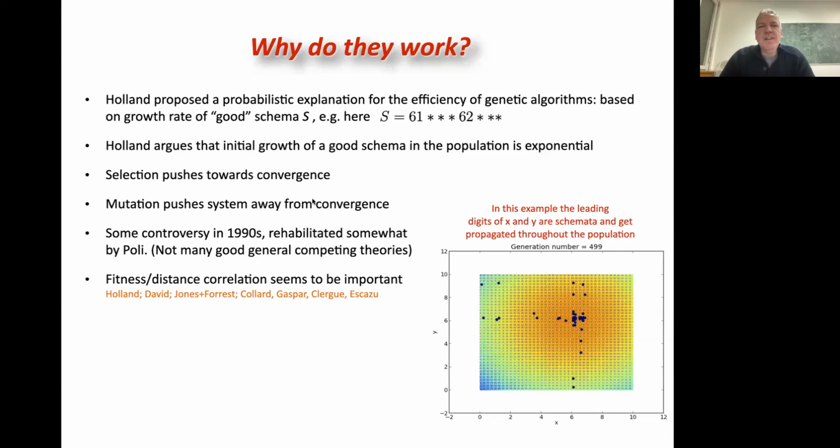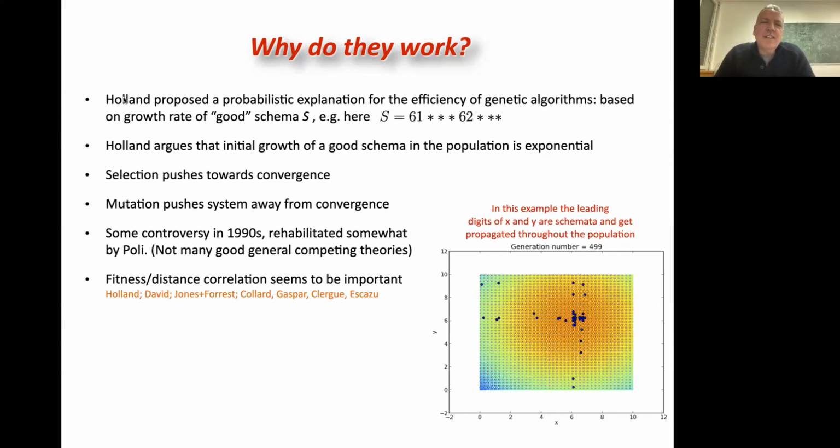It pushes the population towards convergence. Mutation, on the other hand, so this business after we've done the breeding and we mutate everything, pushes the system away from convergence, but it stops you getting stuck in a local minimum. So the mutation will allow you to explore outside a local minimum or maximum.